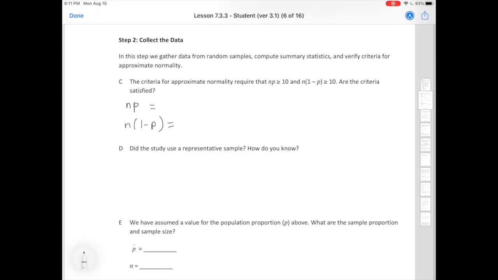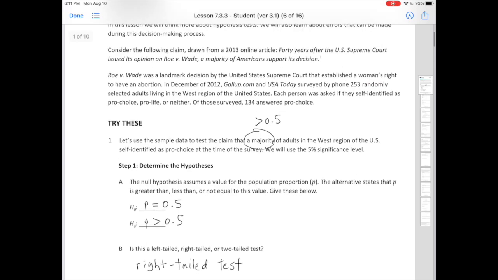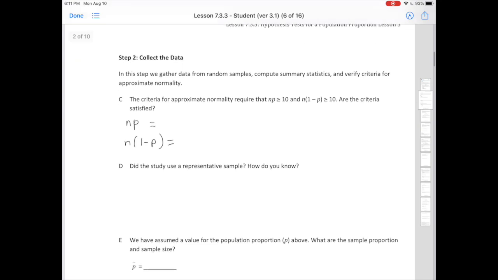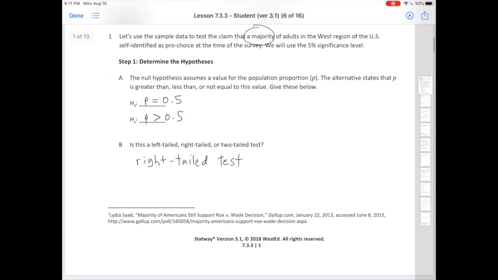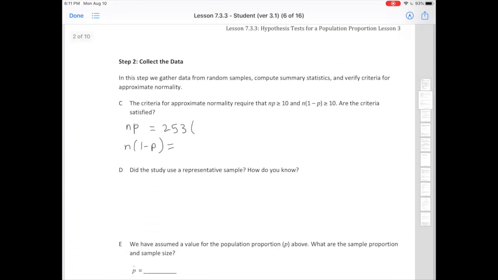So remember, n in this problem is the sample size, and if we look at the sample size, it says they sampled 253 people, right? So it's going to be 253 times, what's p? P is given in the null hypothesis, and remember, P is 0.5. Remember, we're always assuming the null hypothesis is true. So if you multiply those together in your calculator, you will get 126.5.